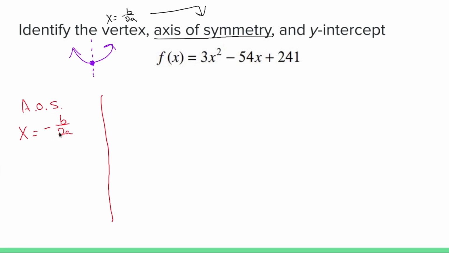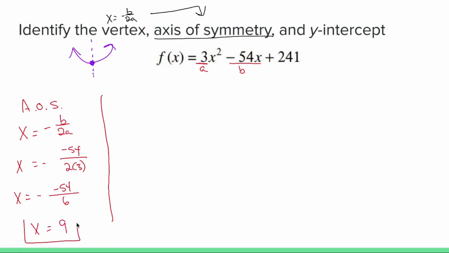Now, x equals negative b over 2a means a is 3, and b is going to be negative 54. So x equals negative negative 54 over 2 times 3. So x equals 54 over 6, which is going to be x equals 9. So that is my axis of symmetry, the vertical line x equals 9.